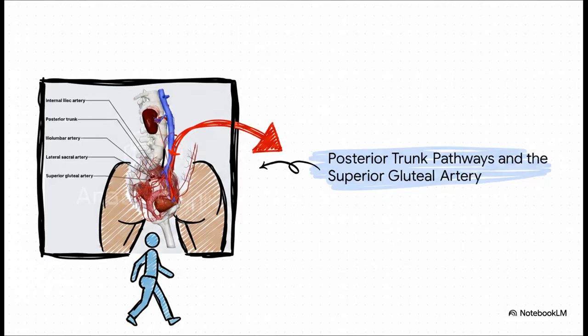You know what's truly fascinating about this posterior pathway, though? It's the superior gluteal artery. It is actually the largest branch of the entire internal iliac system. It exits the true pelvis through the greater sciatic foramen right above a muscle called the piriformis. And it has to be a massive vessel because it has the heavy job of supplying the large gluteal muscles that keep us upright and walking every single day.